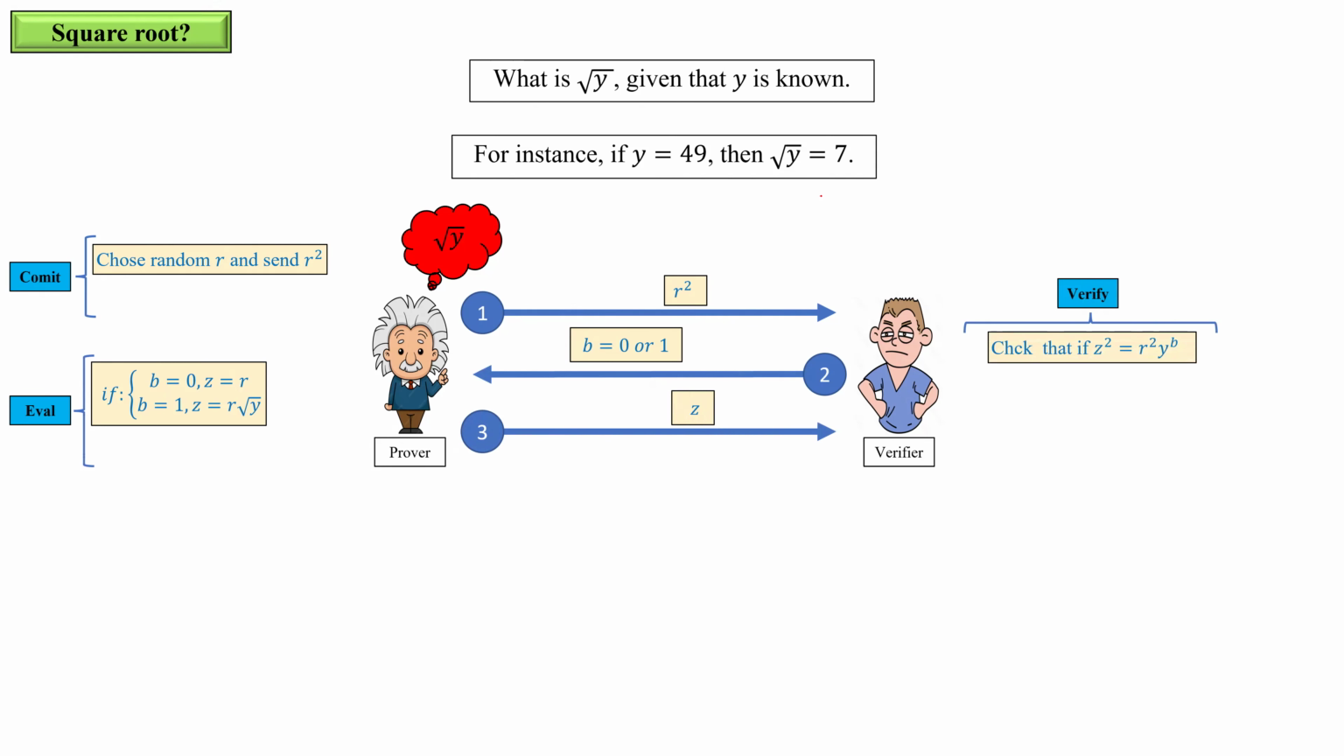And at the verifier side, there is a verification algorithm that says that you need to compute z to the power of 2 and check whether it's equal to r to the power of 2 multiplied by y to the power of b. And if they are equal to each other, then the verifier would be convinced that the prover really knows the square root of y.